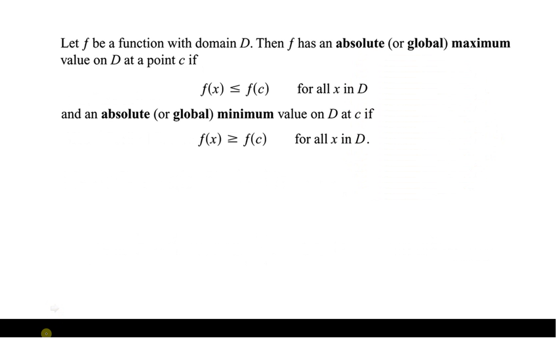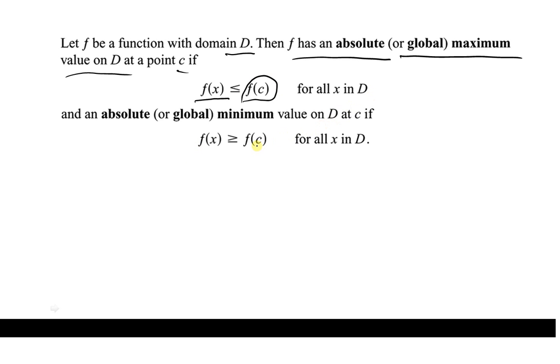The first thing I want to mention is that if f is a function of x, which has a domain D, and of course the domain is the values of x that you can calculate a value of f of x for, f has an absolute, or sometimes we call it global, maximum value on this domain at a point c if all other values of f of x are less than or equal to f of c for all x in the domain.